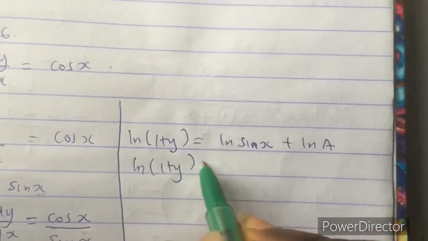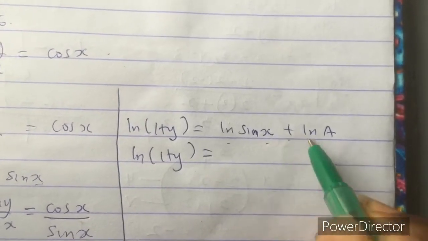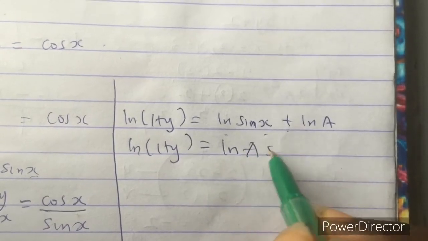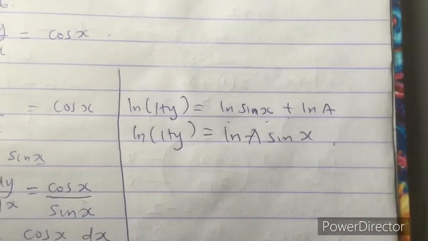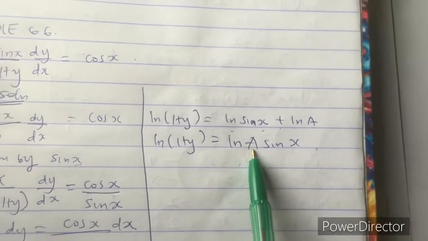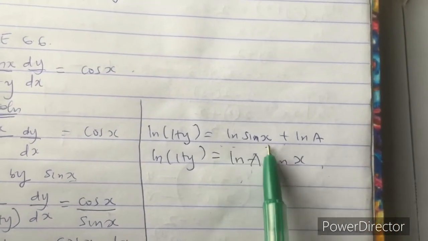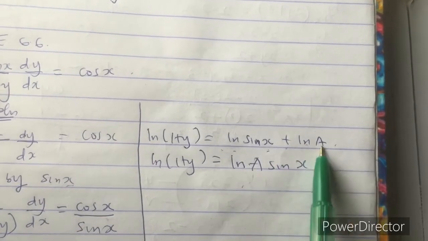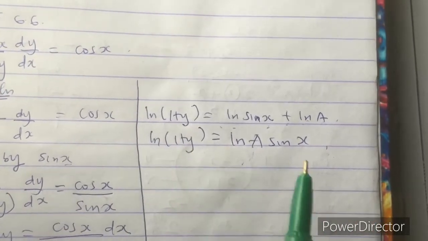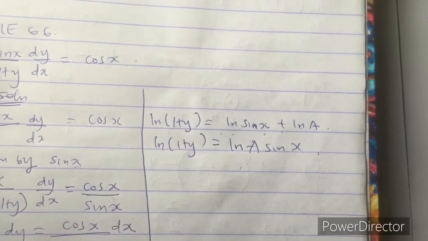Alright, so from there, when you say ln sin x plus ln a, that will be ln of a sin x. That is the way it is written, the way it is represented. It is still the same thing. You get that? Ln sin x plus ln a, you put your ln, then your a sin x. That will be ln of 1 plus y equals ln of a sin x.